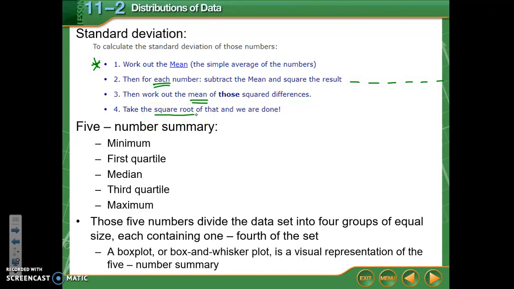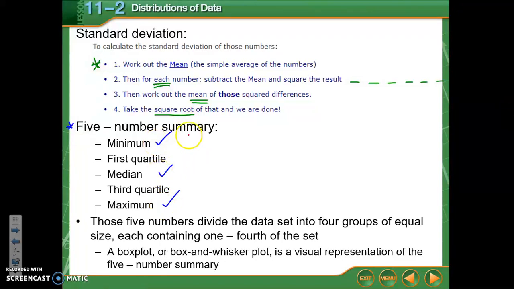We're going to be using our calculators a lot to get this, but you need to know how to calculate it as well. Another kind of statistics that we're going to deal with is the 5-number summary. It might have been a while since you've done this, but we did do this in Algebra 1. The 5-number summary includes the minimum value, the median value, and the maximum value.